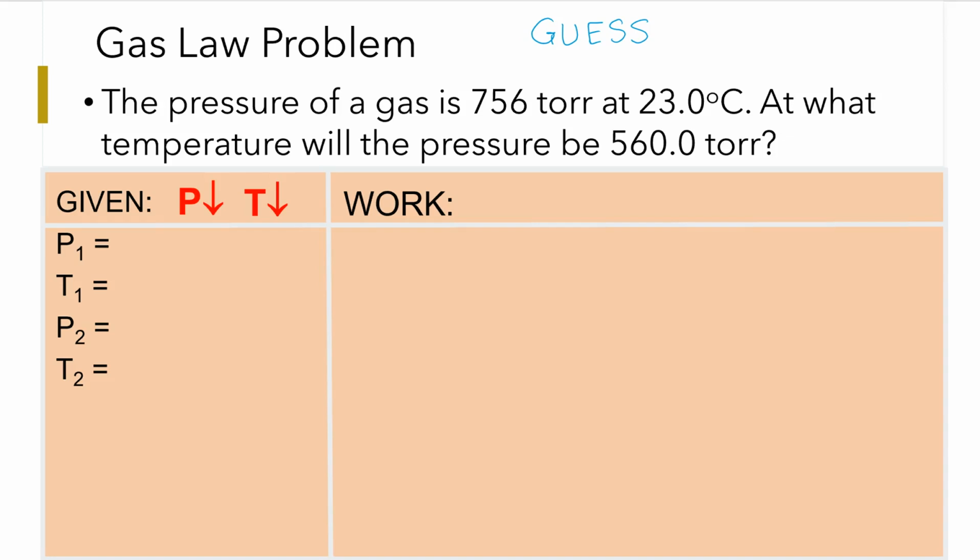So let's do that. Let's read first to get our givens. The pressure of a gas is 756 torr. So I'm going to label it as I go. So underline, that says pressure, so that's going to be my first set. Pressure 1 at 23 degrees Celsius. So that Celsius tells me temperature, so this is T1. I know it's my first set and that these two numbers are paired with each other because it has a connecting word like "at." At what temperature? Ooh, so this looks like our unknown.